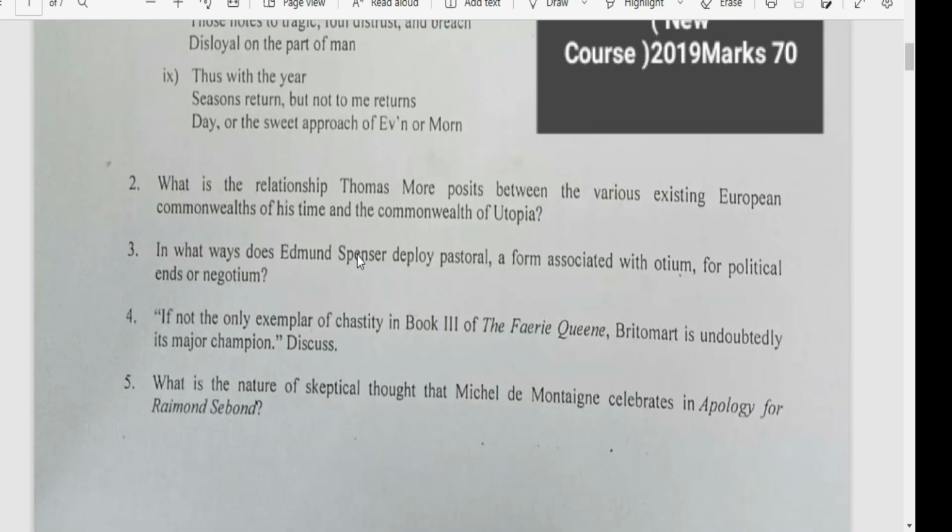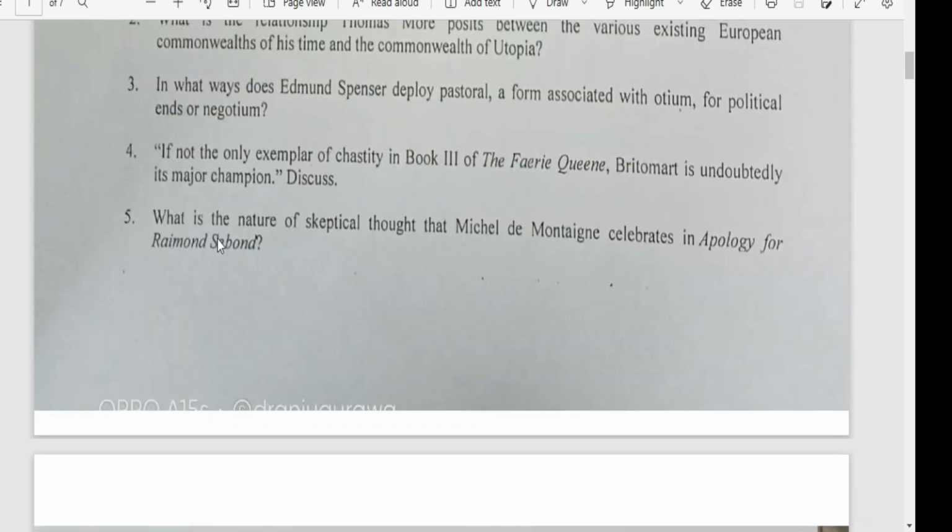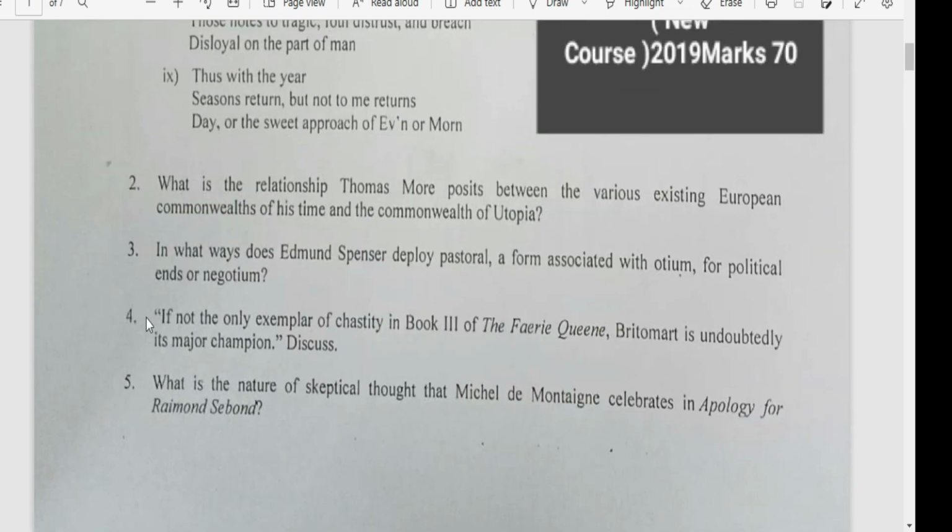Now question number 2 is: What is the relationship Thomas More posits between the various existing European commonwealths of his mind and the commonwealths of Utopia? In what ways does Edmund Spenser deploy pastoral effort associated with otium for political ends, or negotium? Now question number 4: If not the only exemplar of chastity in Book 3 of The Faerie Queene, Britomart is undoubtedly its measured champion. Discuss. What is the nature of skeptical thought that Michel de Montaigne celebrates in Apology for Raymond Sebond?